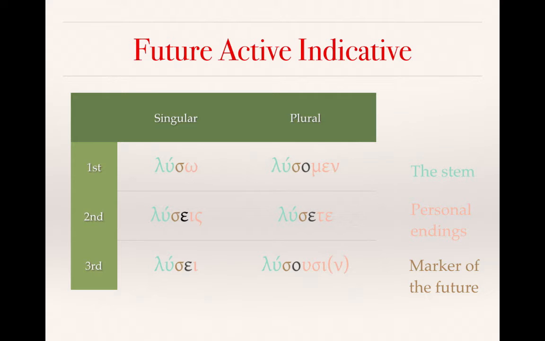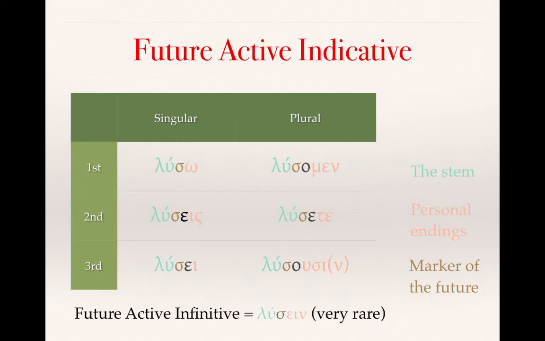And onto that sigma, we have added the personal endings, and these personal endings should look quite familiar to you at this point. So you have luso, I will loosen, luseis, you will loosen, luse, he, she, or it will loosen, lusomen, we will loosen, luseete, you all will loosen, lusousin, they will loosen. It is worth pointing out as well that there is a future active infinitive, lusein, although it is fairly rare in Biblical Greek.